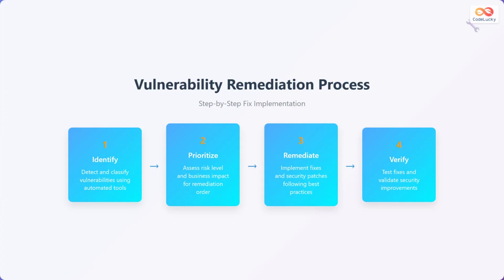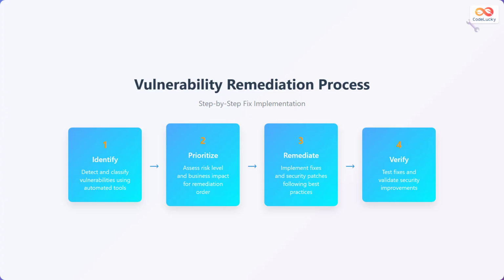Vulnerability remediation follows a systematic four-step process to effectively address security issues. Step 1 is identify, where teams detect and classify vulnerabilities using automated scanning tools and manual testing techniques. This step involves running regular scans and analyzing results to understand the nature and scope of security issues.